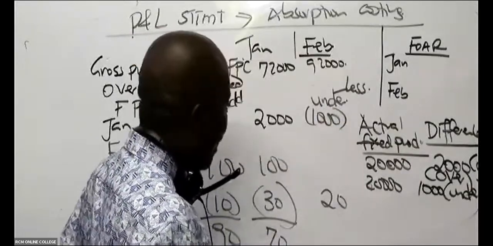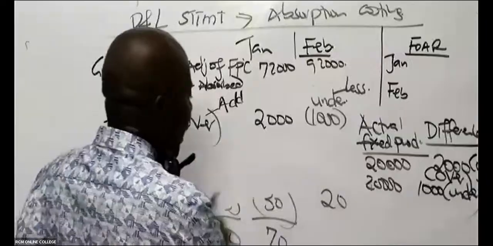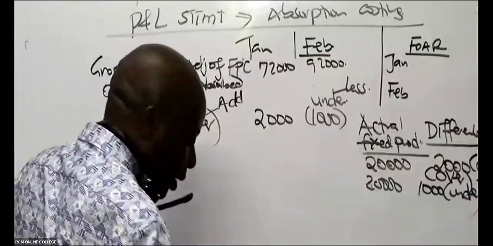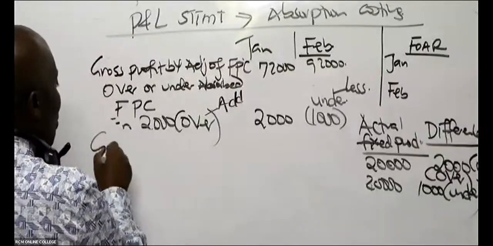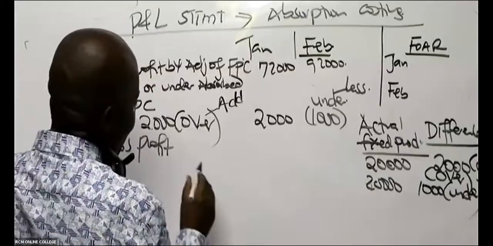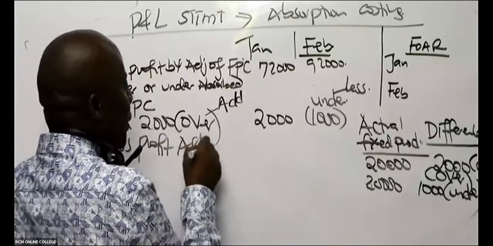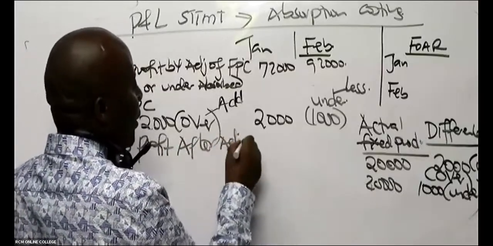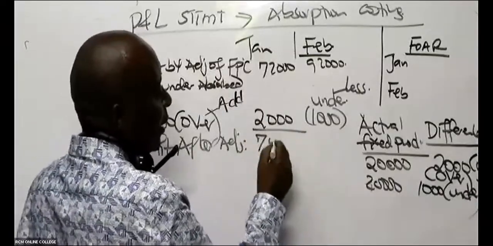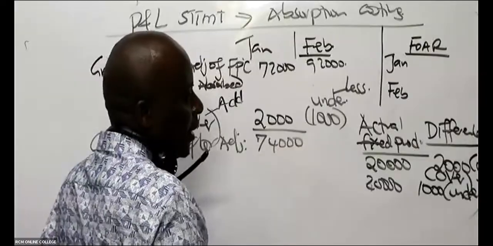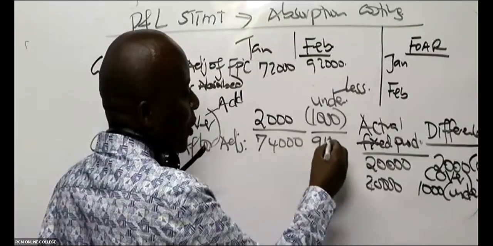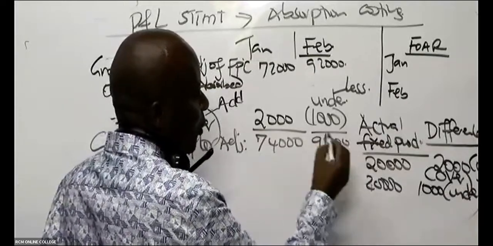So then at the end of the day, what figures are we getting here as our proper gross profit now? This is after the adjustments, as our proper gross profit. You can either just write it as gross profit or you say gross profit after adjustments. So after adjustments, this will be 74,000. All right. And this will be what here, somebody? 91,000, like that.